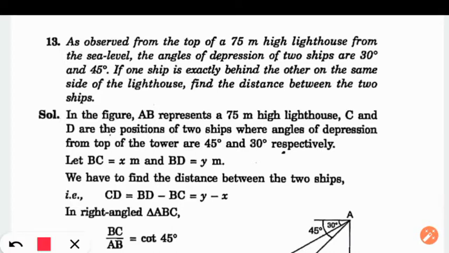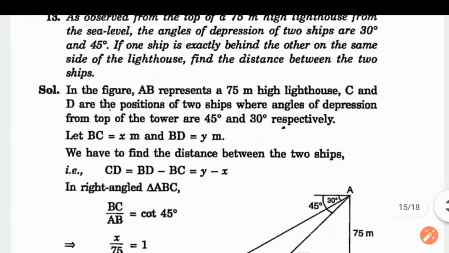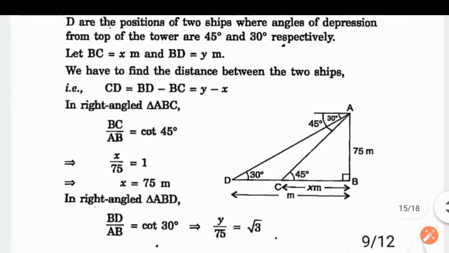In the second sentence, if one ship is exactly behind the other on the same side of the lighthouse, so two ships are on the same line and they are on the same side of the lighthouse, not the opposite side. What are we required to find? We are required to find the distance between the two ships. You can see the figure here.